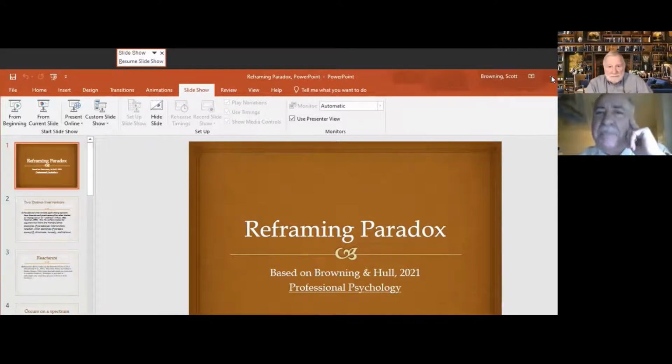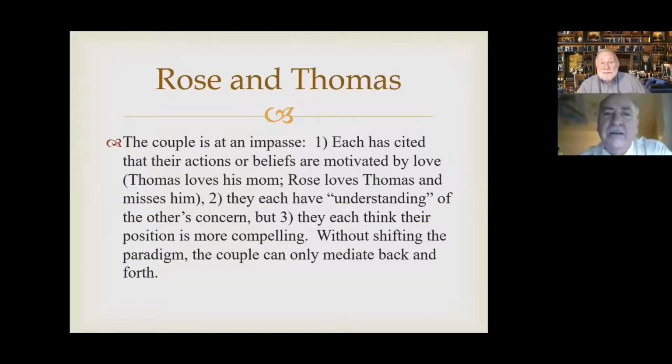So let's look at a couple that's in an impasse here, Rose and Thomas. So let's look at the case of Rose and Thomas. This is a case where Rose is upset with Thomas because he's going to his mother's house and spending all day Sunday, and she feels like he's not home much. And Thomas is a fine husband generally, but because of issues around his mother that we'll look at, this pattern he's in, he feels incredibly caught. And so let's take a look.